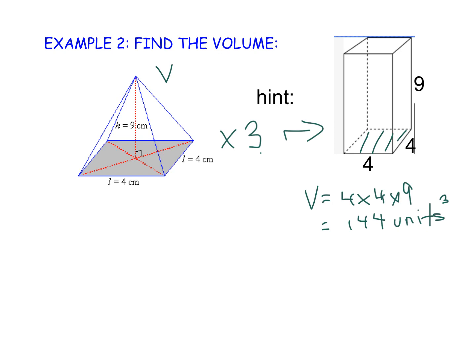We know the relationship as long as the base is exactly the same area as the base of our box, that all we have to do, and you will notice that we have the same height, is go over here and say volume equals 144 divided by 3. And that's going to be equal to 48. And we do have units here.